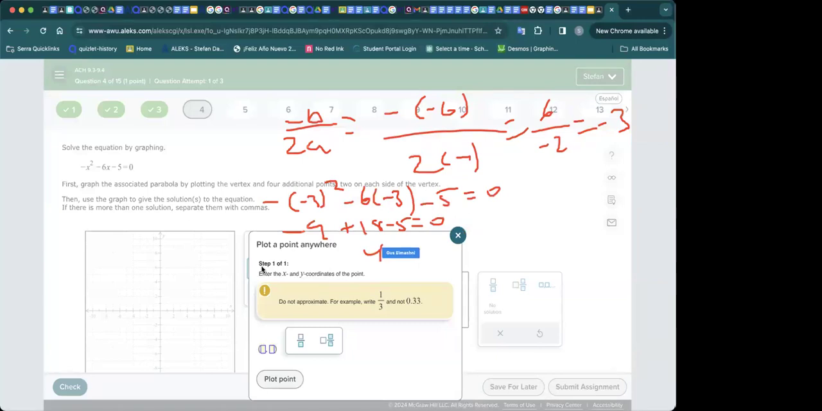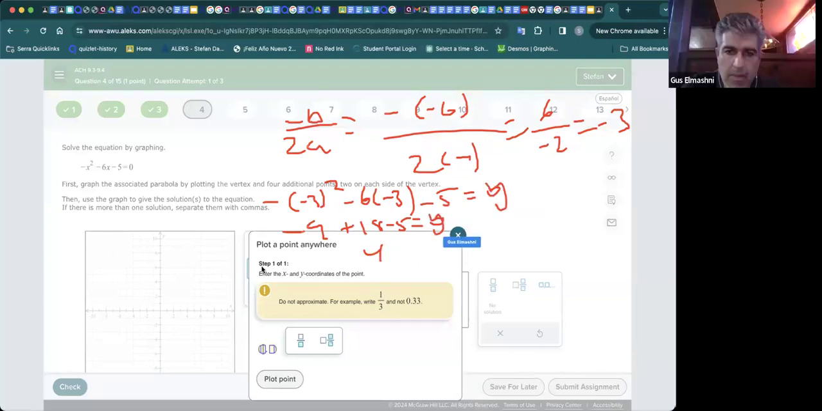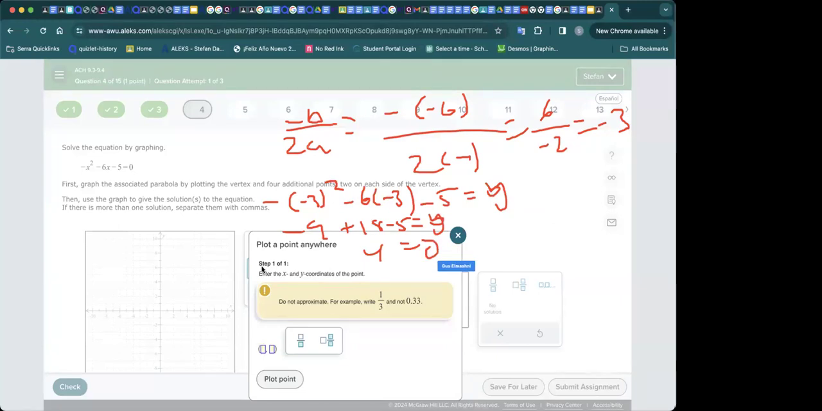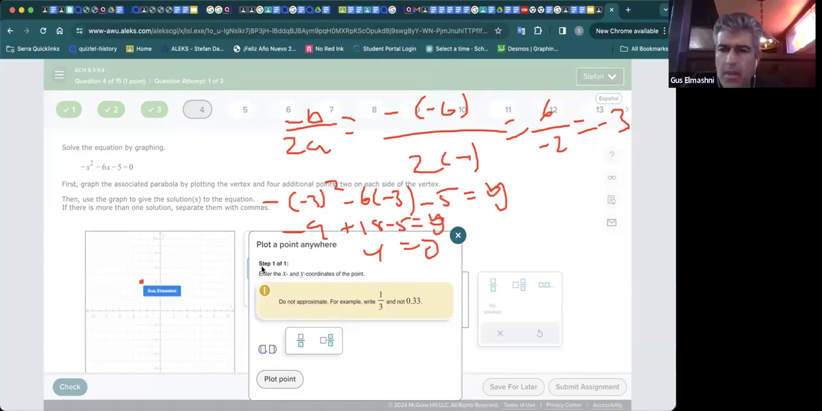I don't know why that's true. Y. So negative three times four. Three. Right.